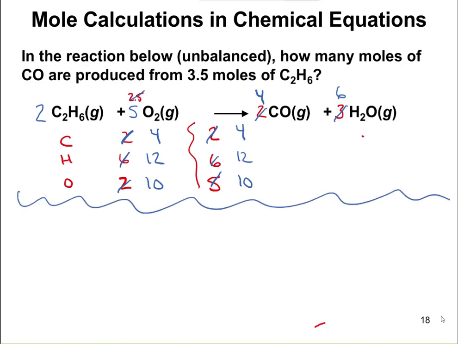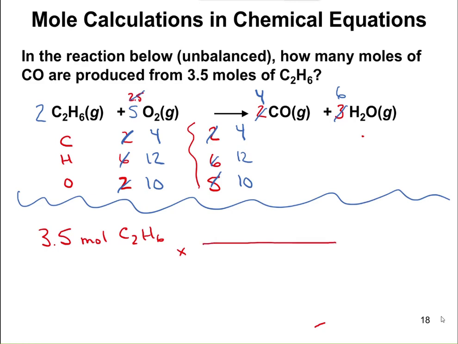Okay, so that was the balancing the chemical equation part. Now we still need to figure out how many moles of CO are produced from 3.5 moles of C2H6. For this part of the problem, we're going to use our balanced chemical reaction to come up with a conversion factor to go from 3.5 moles of C2H6 to figure out how many moles of carbon monoxide, or CO, we have.